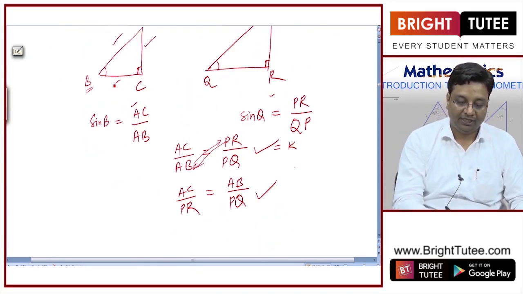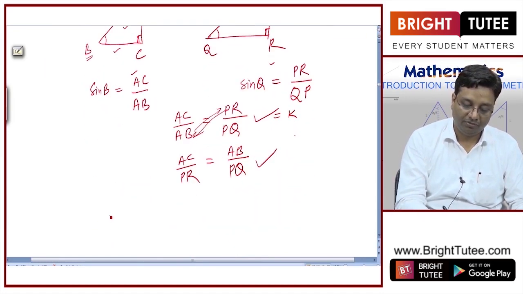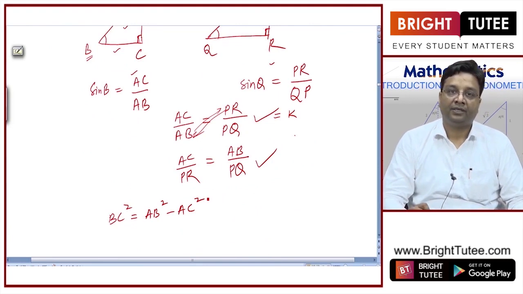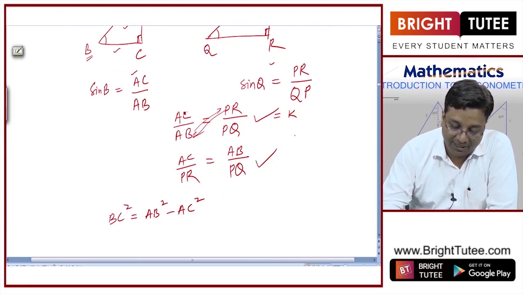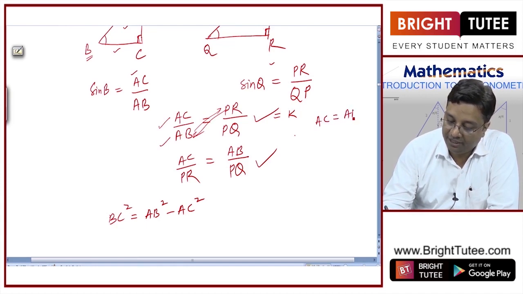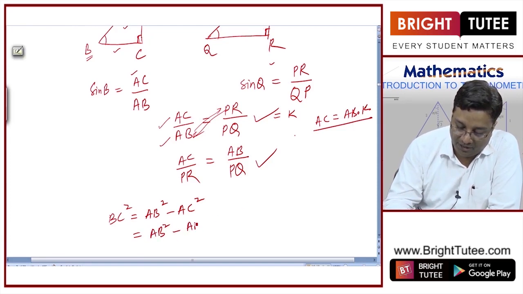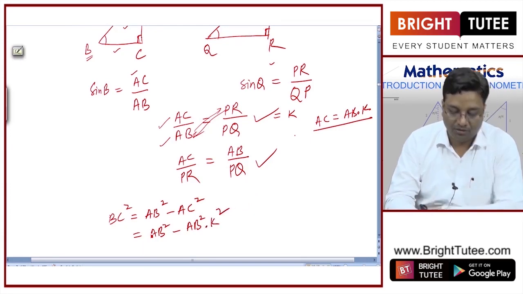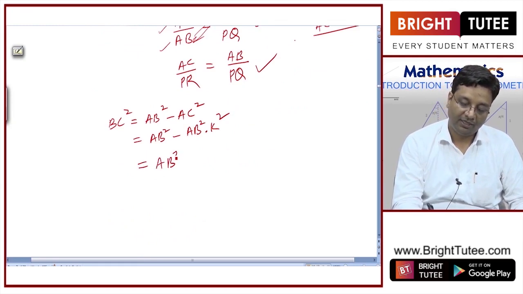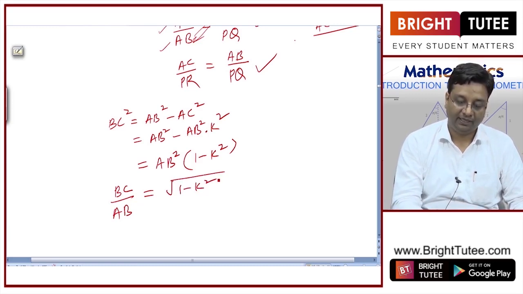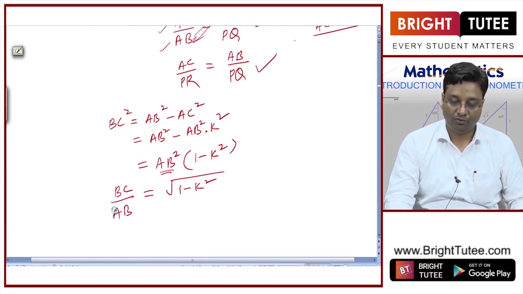So when I talk about BC, I can apply Pythagoras theorem here. So what is BC square? It is equal to AB square minus AC square, right? And what is the relation between AB and AC? AC is equal to AB into K, right? So AB square minus AB square into K square, right? So I can write it as AB square times 1 minus K square. So BC upon AB is equal to root of 1 minus K square, right? I have brought this AB square to the left hand side and taken the square root on both sides.